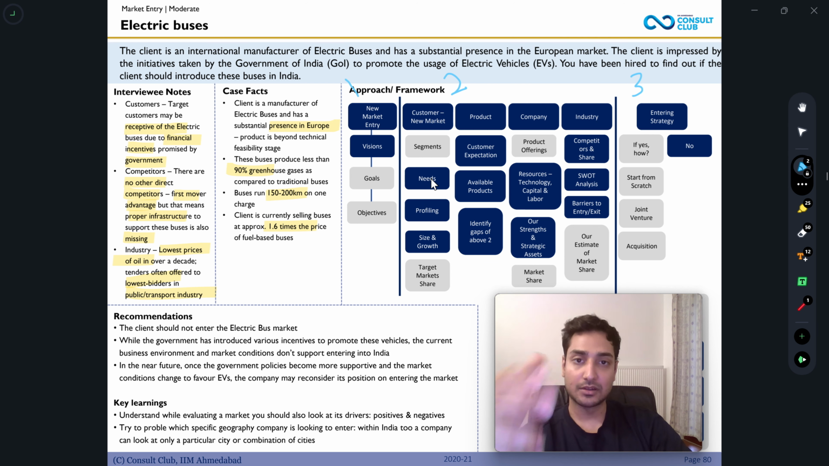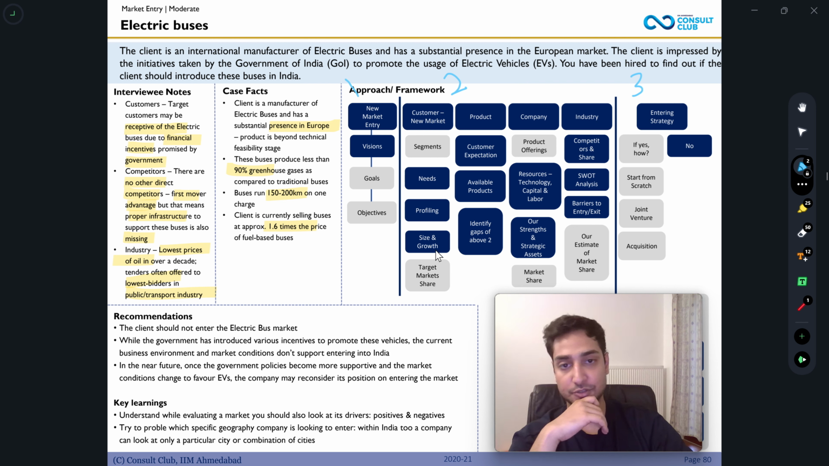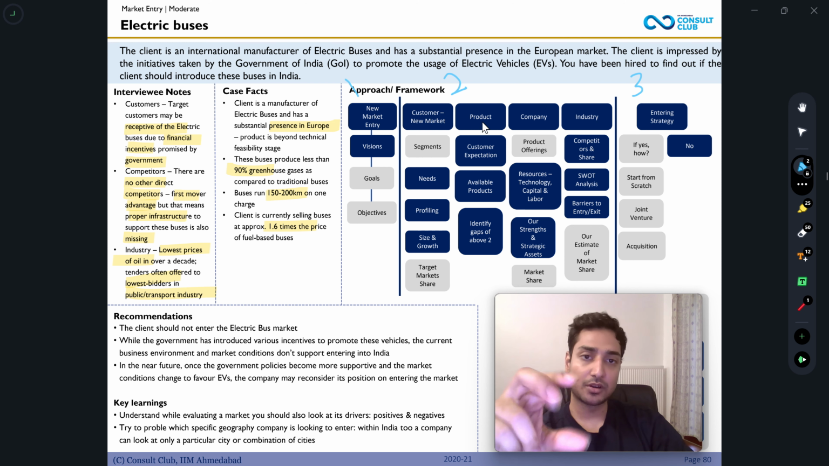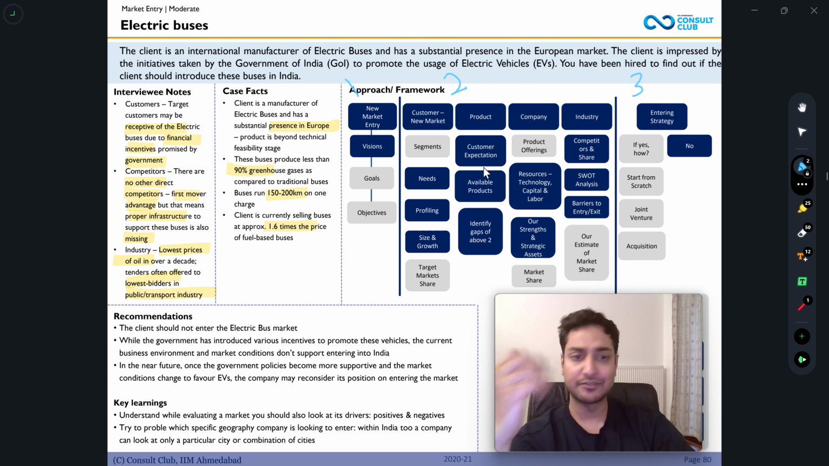So you understand what the needs are and what their profiles are, and then you figure out their growth potential. That's what the candidate did in this interview. In the product, you understand what the customer expectations are and what products are available out there, which was none at the moment. We had the first mover's advantage, and then you identify the gaps and figure out if you can fill them.